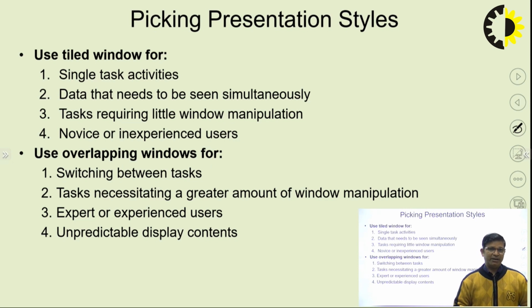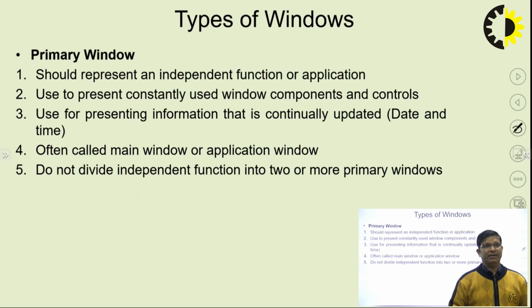Unpredictable display content: what it displays is unpredictable, just because we are not able to remember that particular window that is hidden from the primary window. That window has this information, we do not remember it. So it is unpredictable display content. The type of windows: primary window, the main window, should represent an independent function or application.